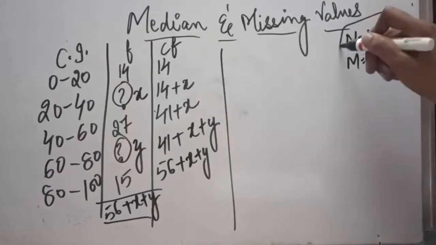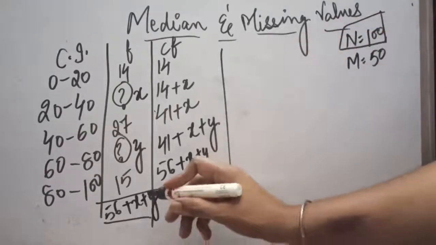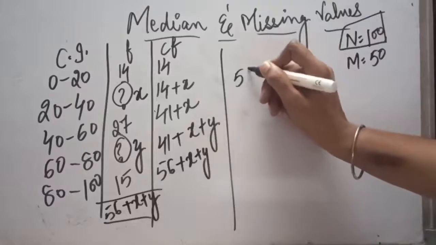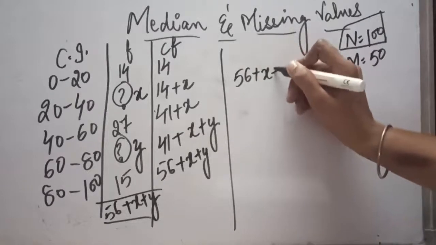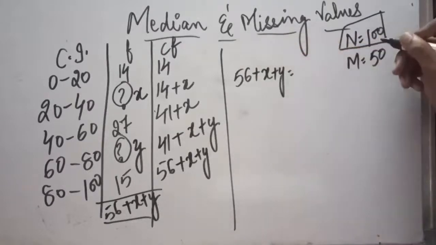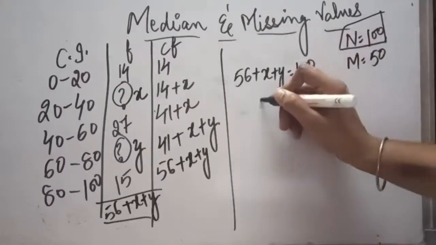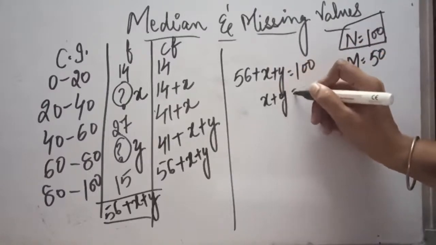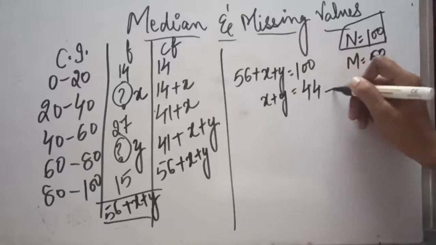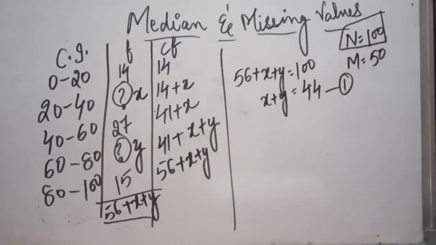So let's make use of the first piece of information. N has been given, and we have calculated that n is 56 plus x plus y, and in the question n is 100. So x plus y will be 100 minus 56, that is 44. From here we got our first equation: x plus y is equal to 44.